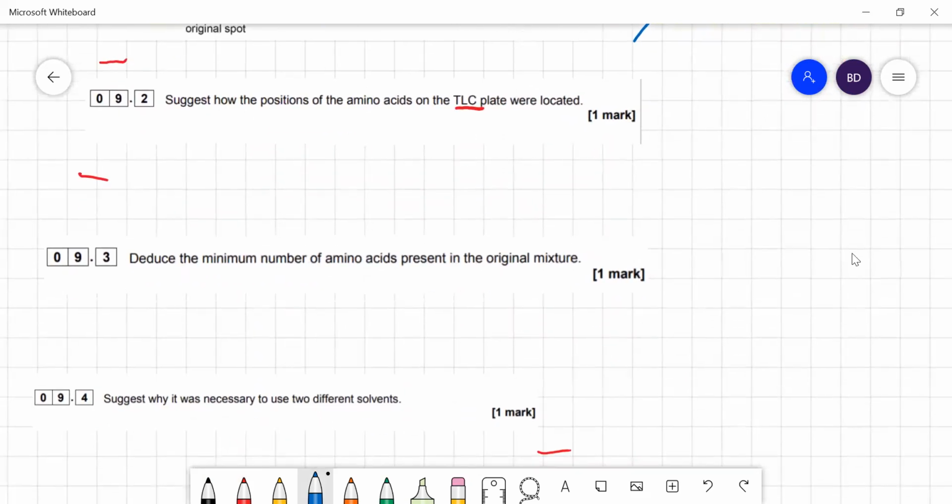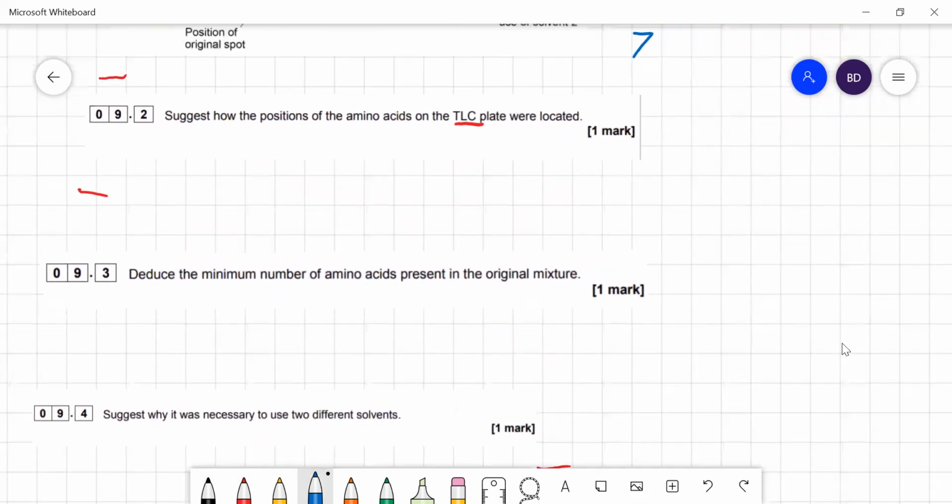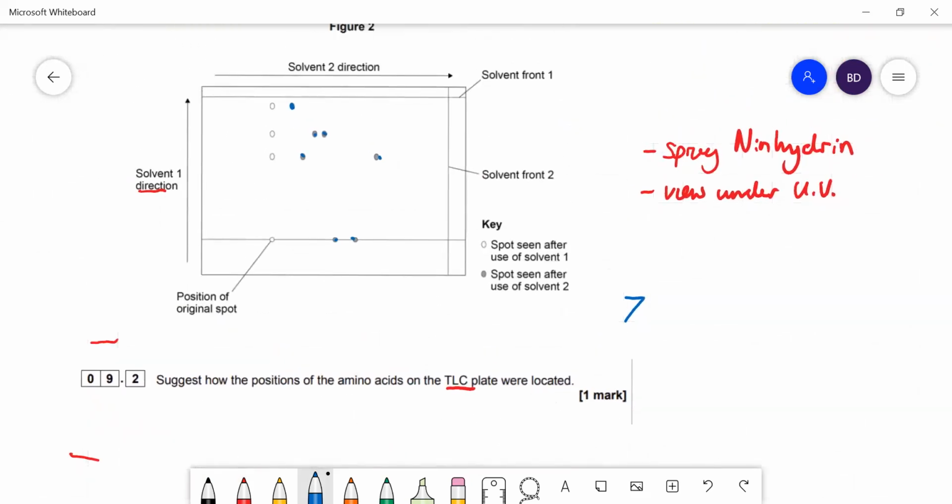Suggest why it was necessary to use 2 different solvents, 9.4. Right, the reason is because, for example, these 2 amino acids have the same RF value. They move the same distance in solvent 1, so you can't distinguish them using solvent 1 alone. You need to use solvent 2 to separate them out because they have different RF values in solvent 2.